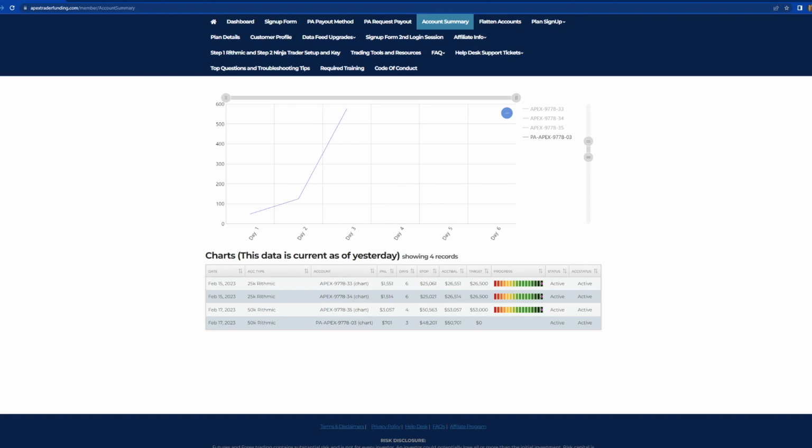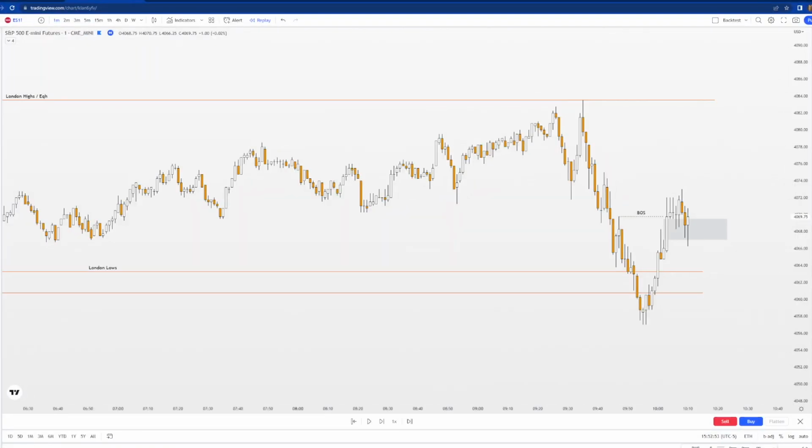And yeah, anyways, here it is on Apex's website. I made $576 on the day. All right, let's break down this trade and figure out why I entered and how I can improve.